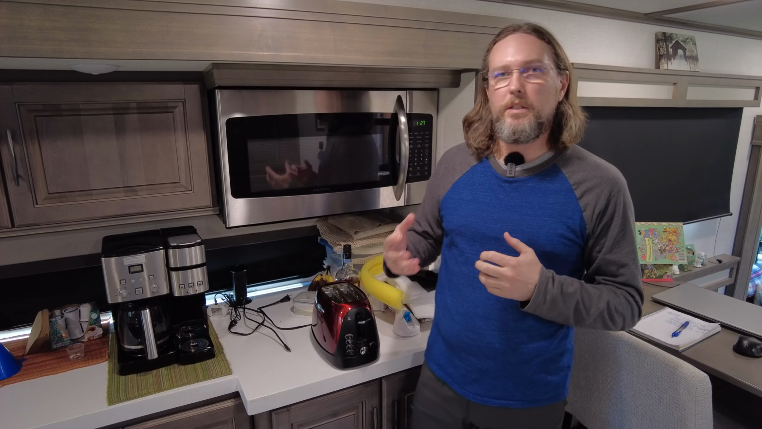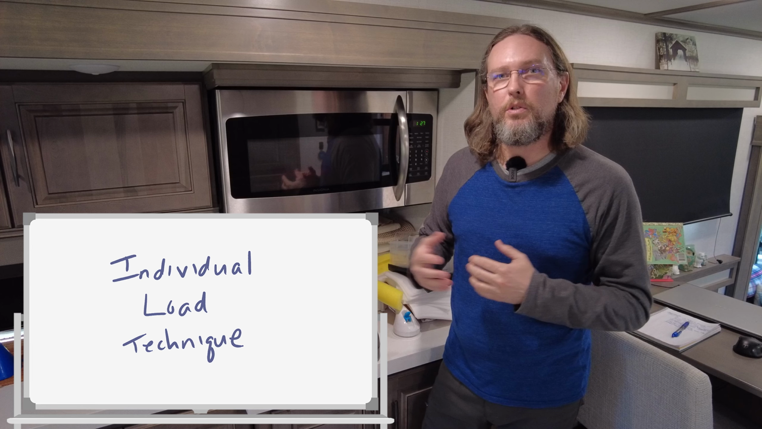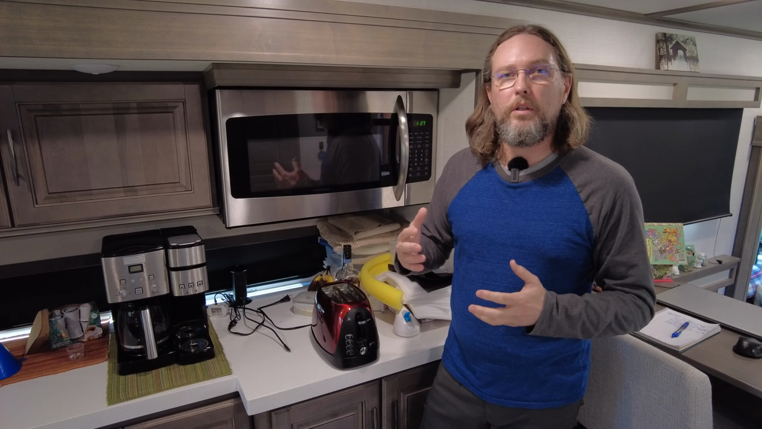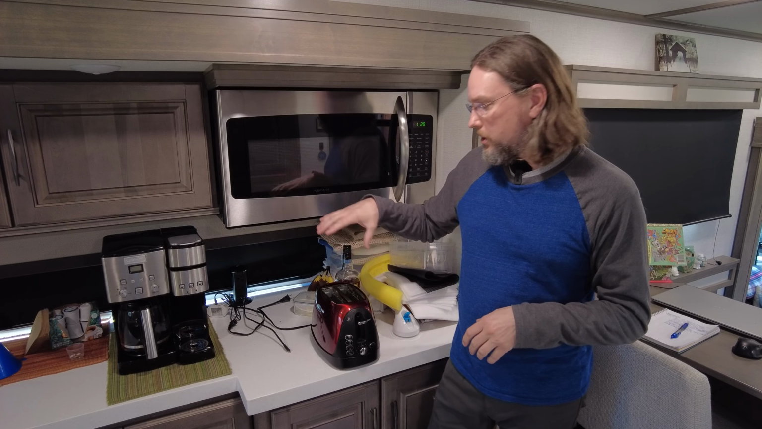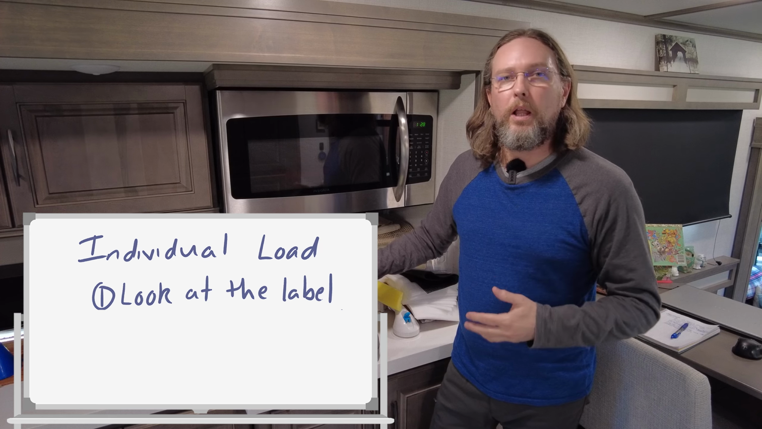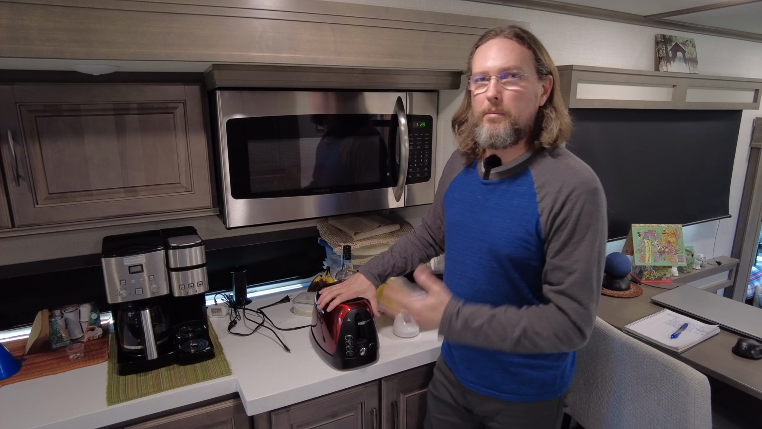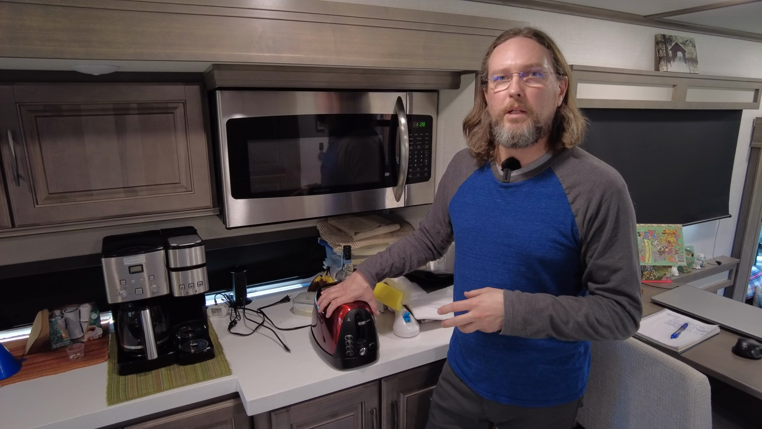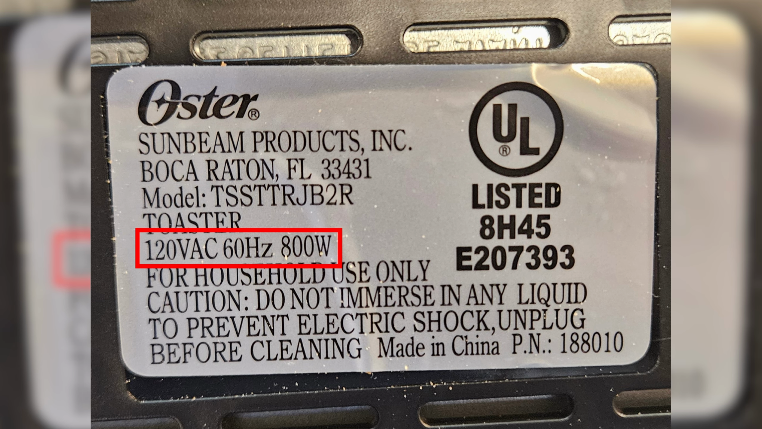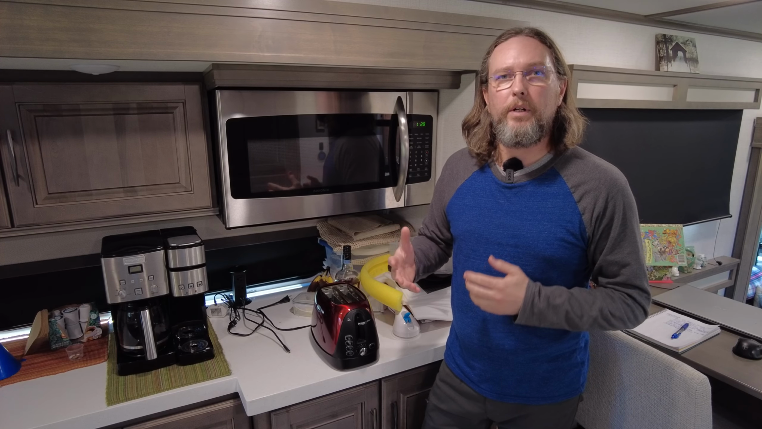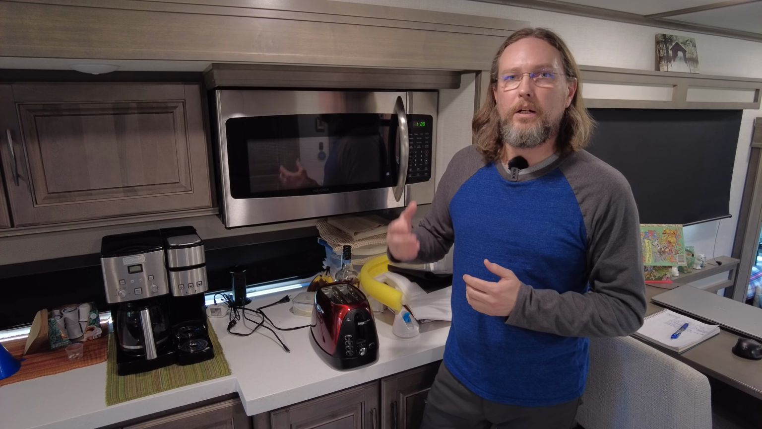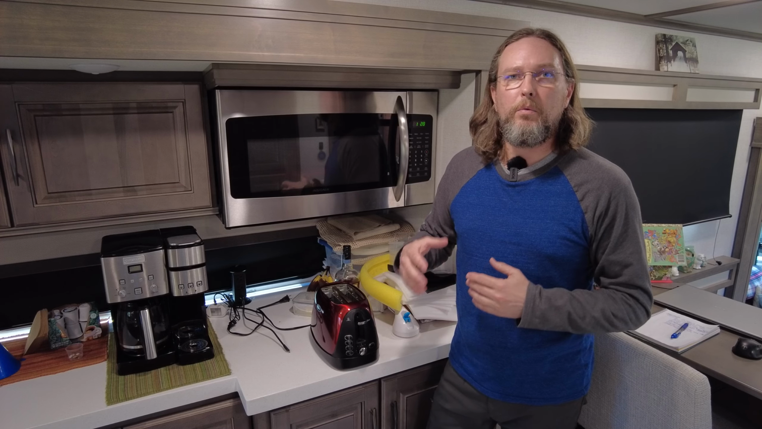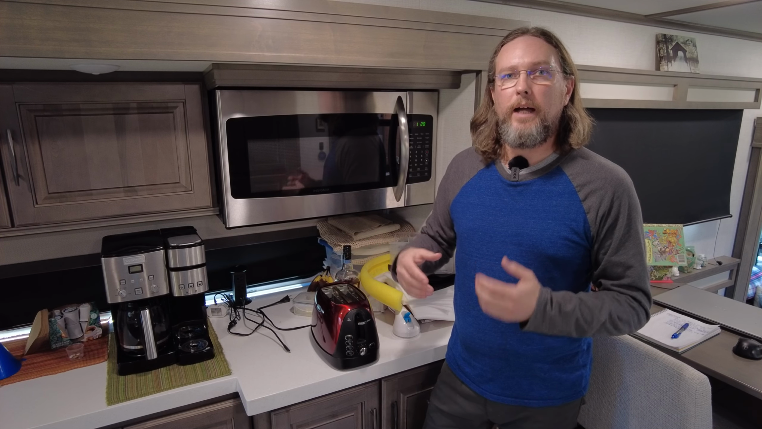Okay, so I refer to this technique as the individual load technique, because like I said, we're gonna do all of these loads individually to see what power they draw. So one way you can do this is just look at the gadget or the appliance itself. And right here, I've got the toaster. I'm not gonna flip this thing upside down right now because it's gonna get crumbs all over the place, but I do already have a picture of the label on the bottom of this toaster. And just about every appliance or gadget that you have in your RV is going to have some kind of sticker or label on it that will tell you generally how much power that item uses.